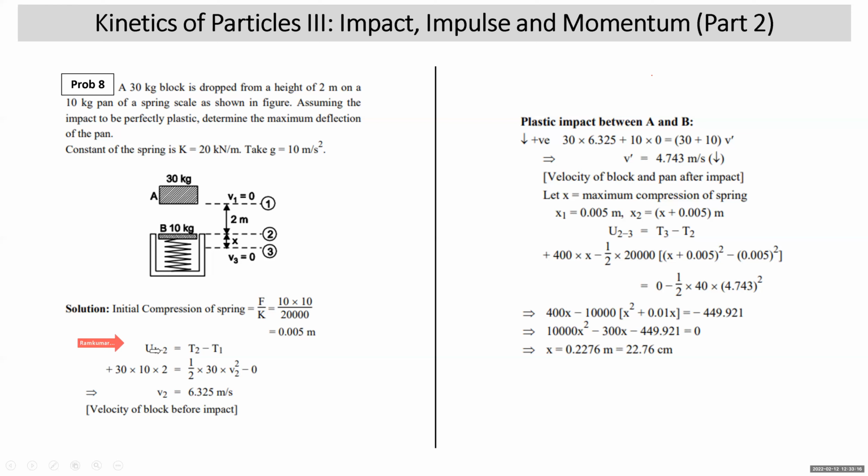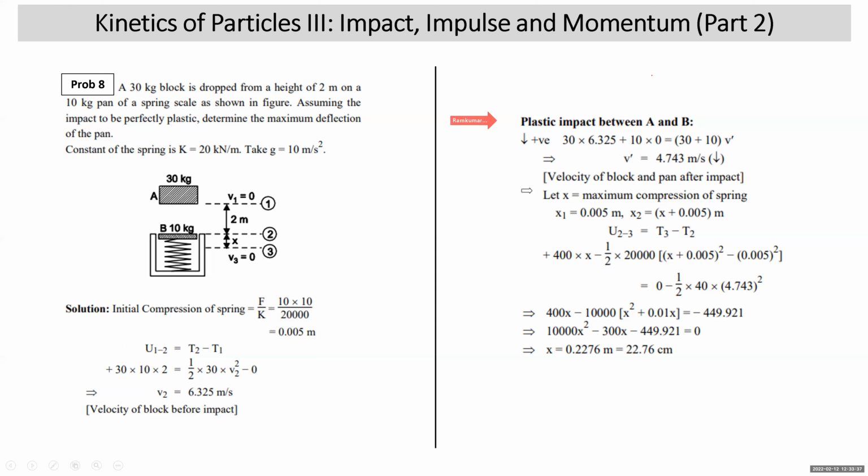T12 is equal to T2 minus T1. 30 into 10 is the weight of the block falling by 2 meter. Work done is positive, weight downward, displacement downward. T2 is half into mass, 30, into V2 square, minus 0. V2 is 6.325 meter per second. V2 is the velocity of this block just before impact, or in position 2.